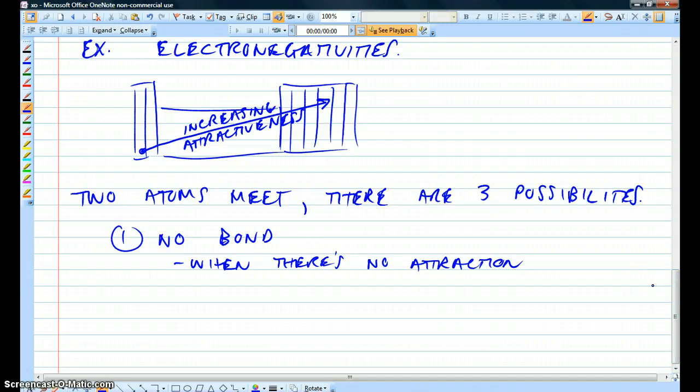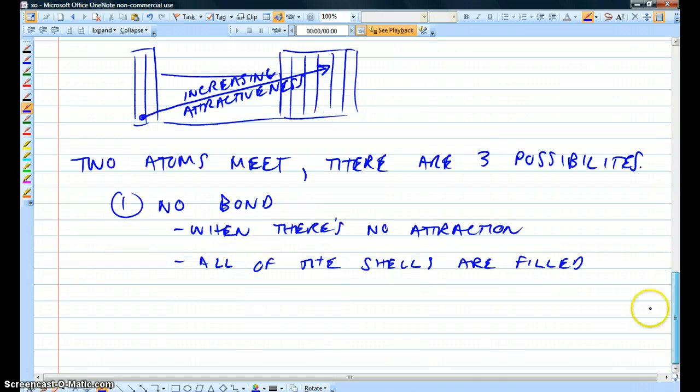Primarily, we're talking about here, there's no attraction because all of the shells, all of the shells where the electrons are held, are filled. So basically there's no more room around that atom for more electrons, and so the atom's not going to attract other electrons, not going to have an attraction for other electrons because those shells are already filled.